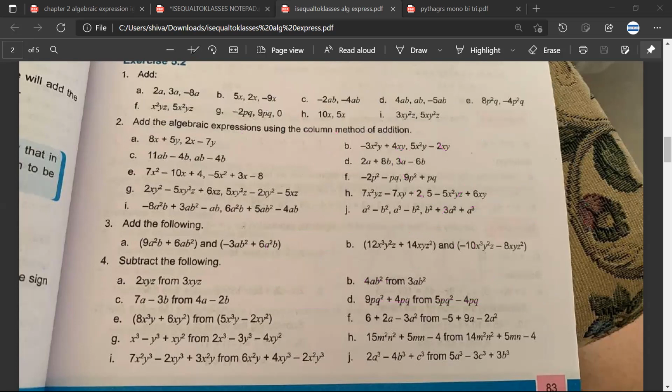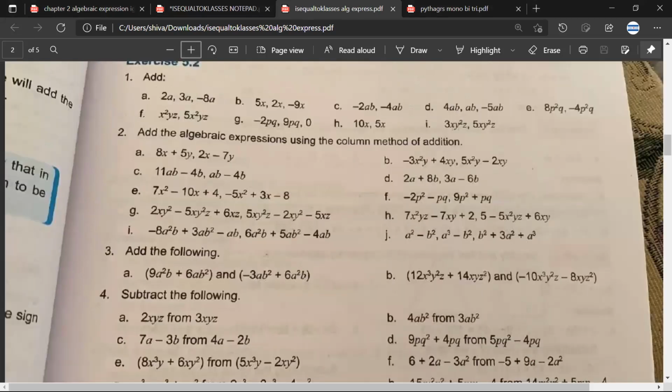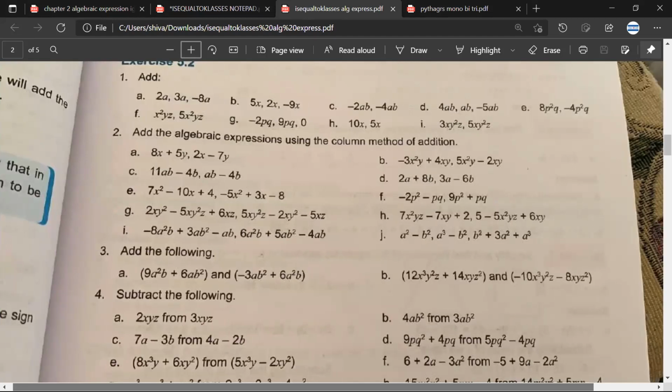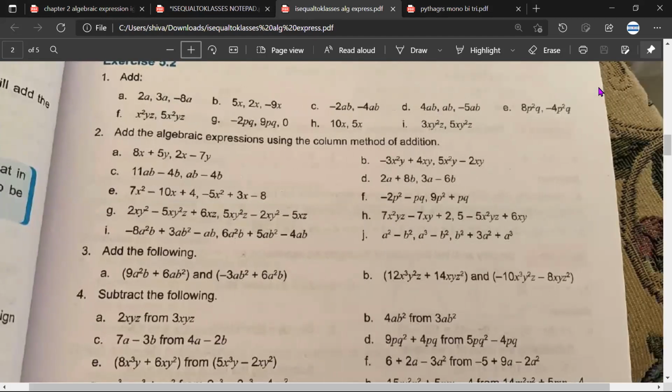No, sir. So I have a question. Let's say the answer was 5x and then 2y. So then the final answer would be 5x plus 2y. Okay. So if the number is positive, then you just add them.